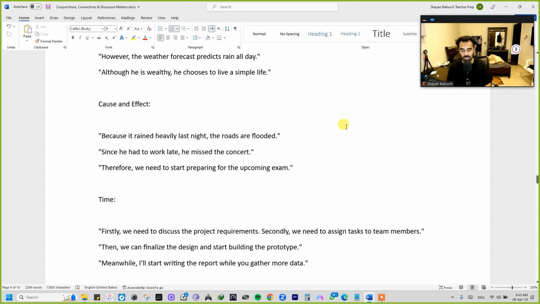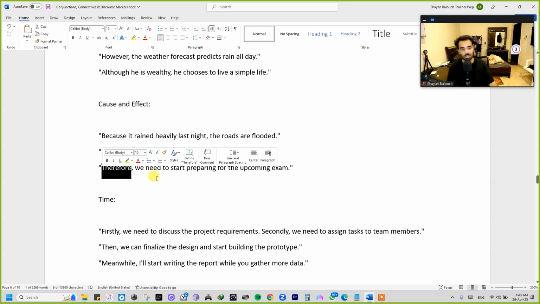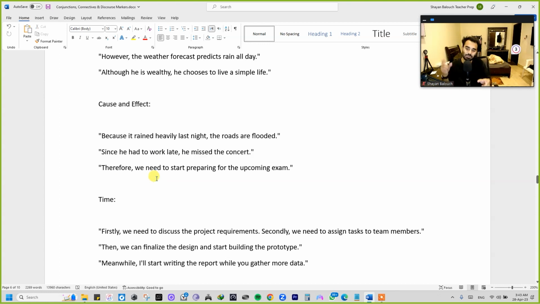Now, let's read something for the cause and effect as well. Number 1, because it rained heavily last night, the roads are flooded. Since he had to work late, he missed the concert. See, I can use the connective since, because, and therefore in the very beginning as well. Since, therefore, we need to start preparing for the upcoming exam. Now, here the word therefore is not used directly. Actually, a sentence before that must be there to actually connect this cause and effect with this one.